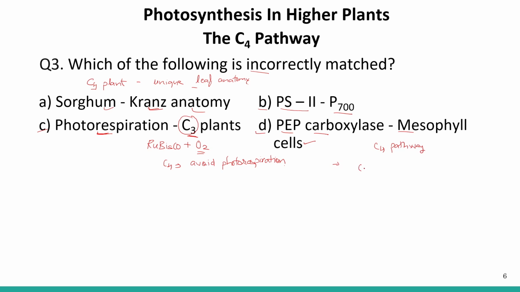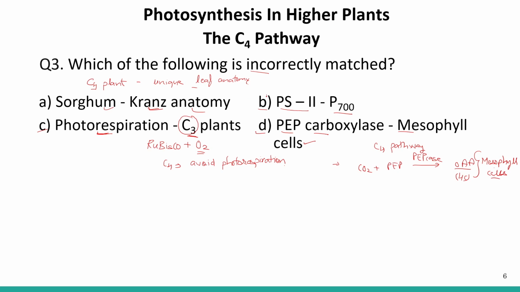we have carbon dioxide which combines with phosphoenol pyruvate in the presence of PEP carboxylase, and it generates a 4-carbon compound known as oxaloacetic acid. So this is happening where? This is happening in the mesophyll cells. Okay, so this option is also correct.